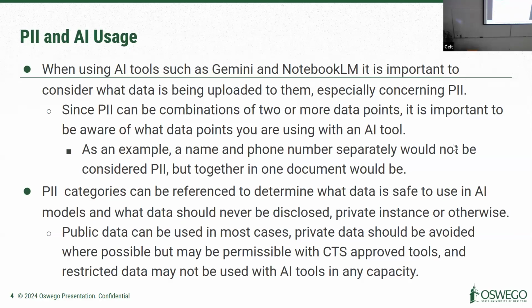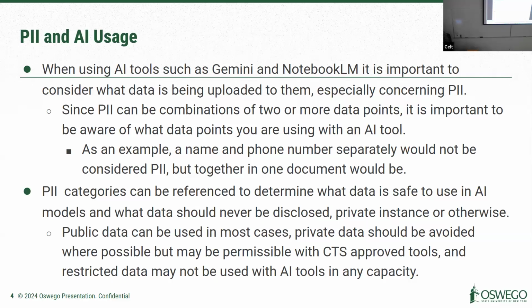So now that we've identified PII, given examples, and talked about that risk matrix, how does that tie into AI usage? When using AI tools such as Gemini and Notebook LM, it's important to consider what data is being uploaded to them in regard to PII. As I covered, it's important to remember that combined data points can equal PII. So PII categories can and should be referenced to determine what data is safe to use in AI models and what data should never be disclosed, private instance or otherwise.